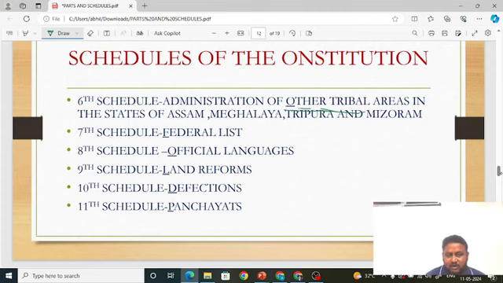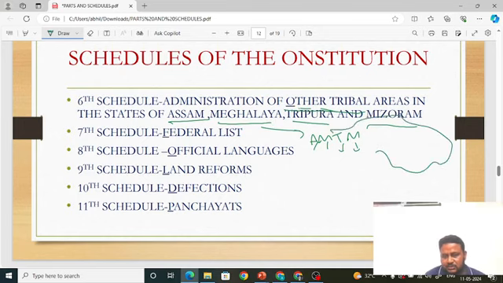In the states of, not all the states. They can ask a question: in which of the following states is the 6th schedule applicable? It is Assam, Meghalaya, Tripura, Mizoram. Understand, Meghalaya and Mizoram, not Manipur. Easy to remember, this is AM, TM. Assam, Meghalaya, Tripura, Mizoram. These are the northeastern states.